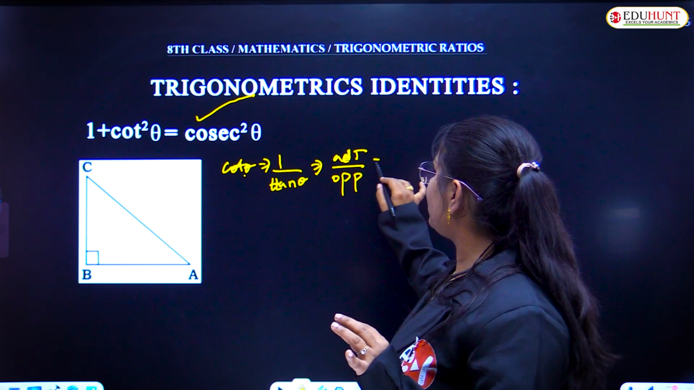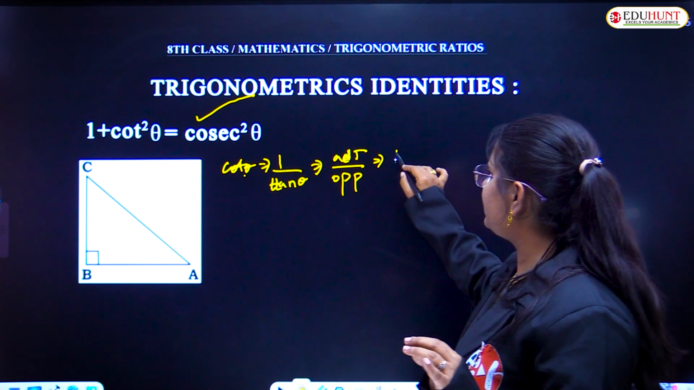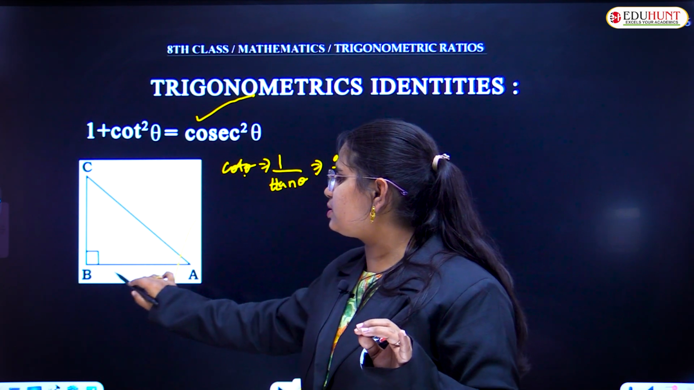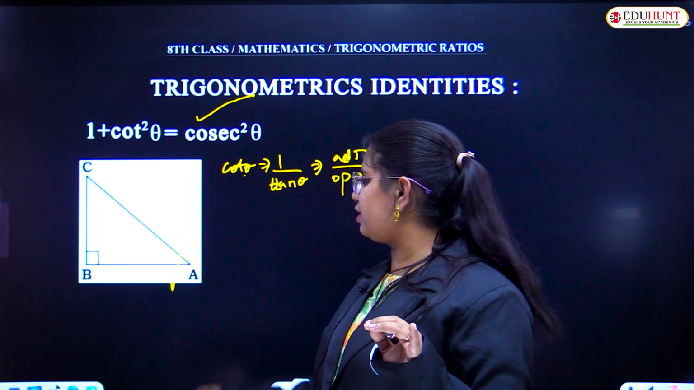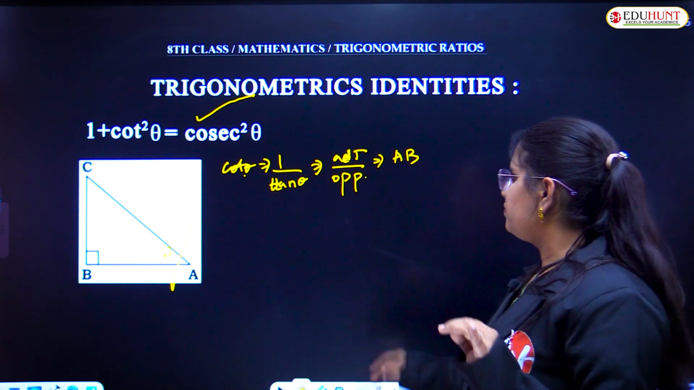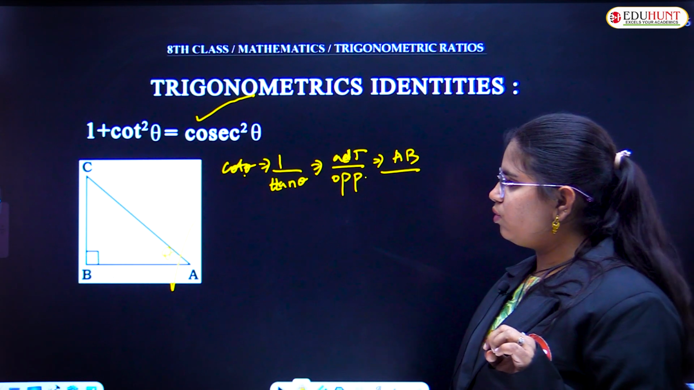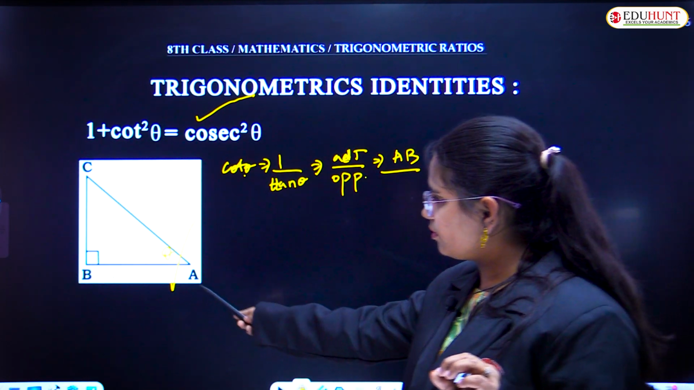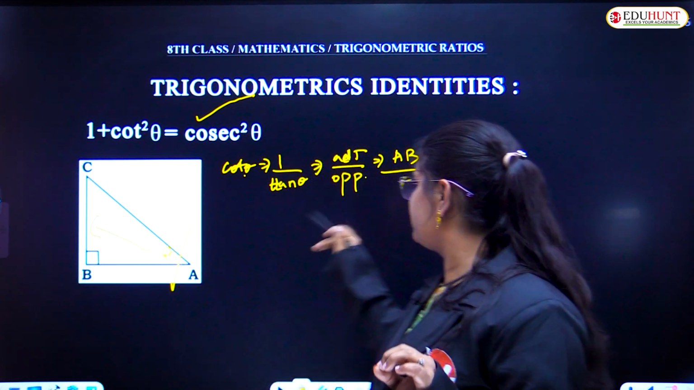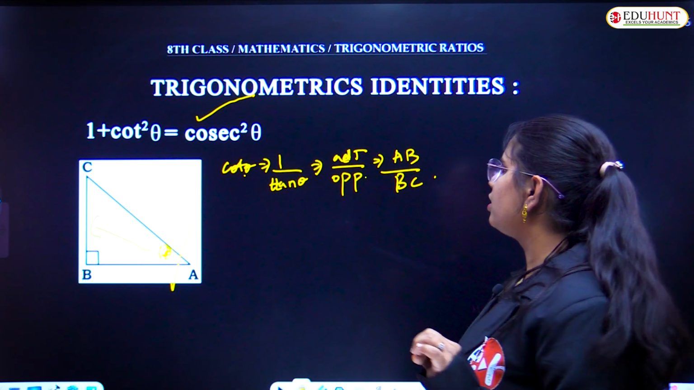Correct. So what is the adjacent side of this particular triangle ABC? None other than AB, right? If you take this as theta, AB will become your adjacent side. So AB upon what is your opposite side? Tell me, what is the opposite side? It's BC, right? For theta, the opposite side is BC.